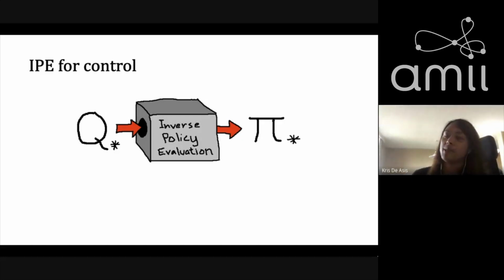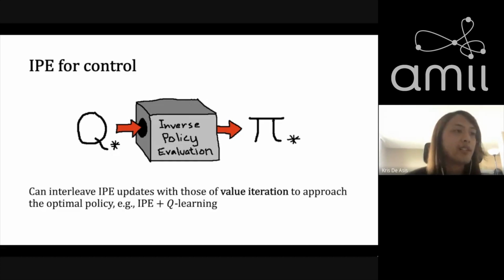So we have a bunch of methods that can try and estimate Q star directly, such as Q-learning or any approximate value iteration method. And if you were to interleave these inverse policy evaluation updates with those of value iteration, you can eventually approach the optimal policy, or track this path towards optimality as your estimates are learned.